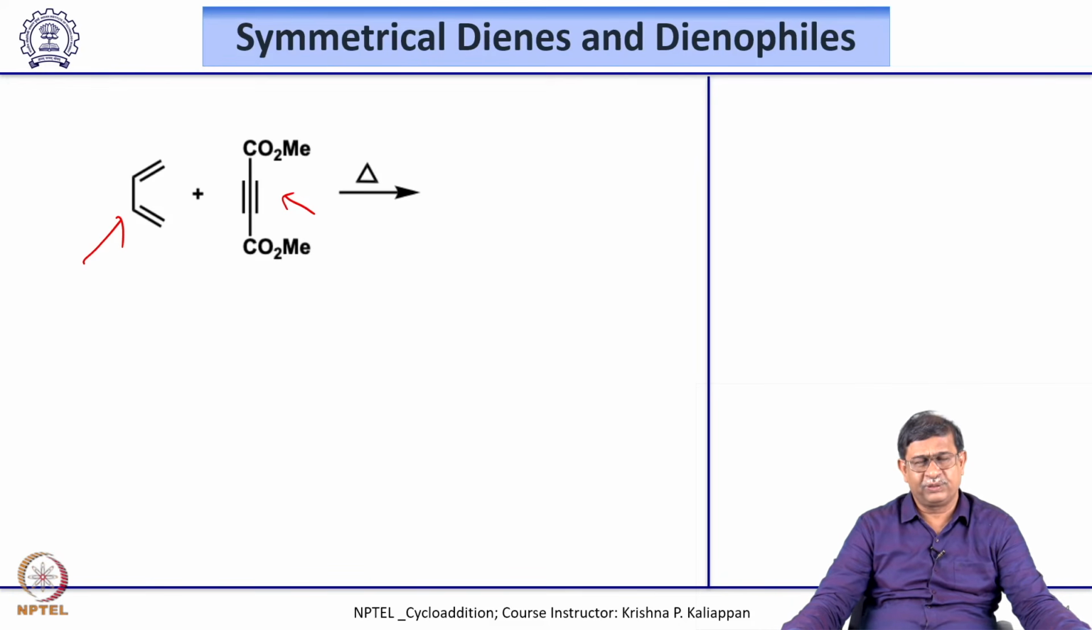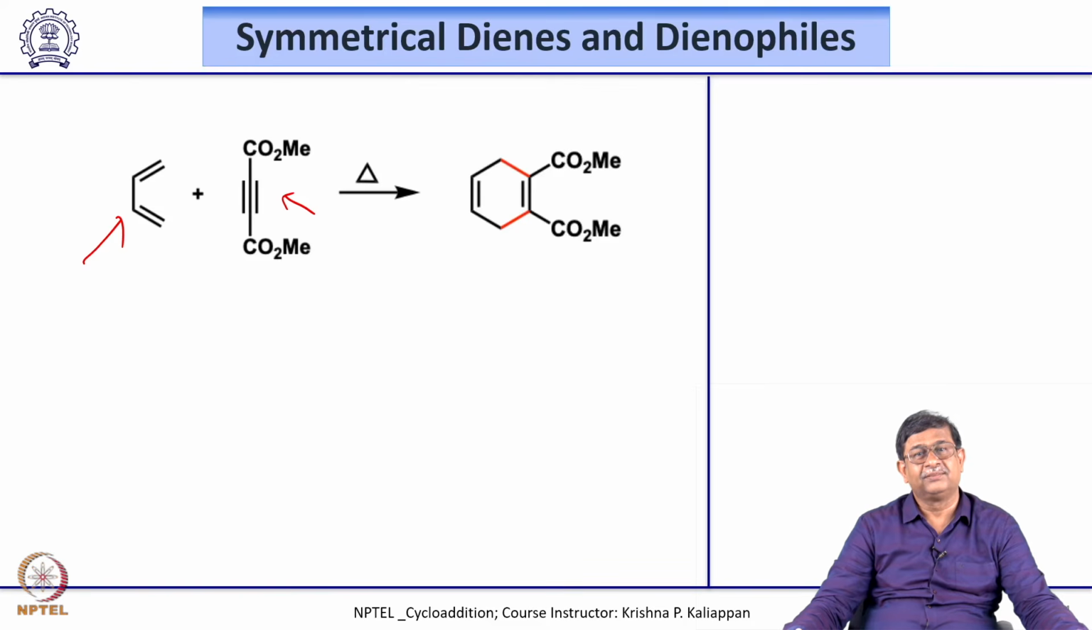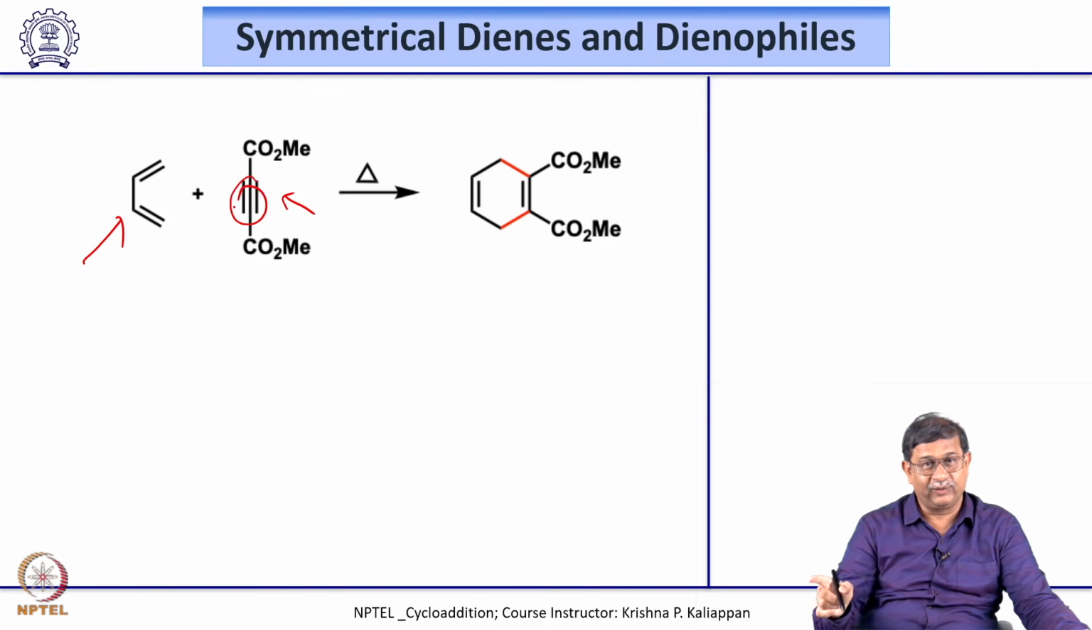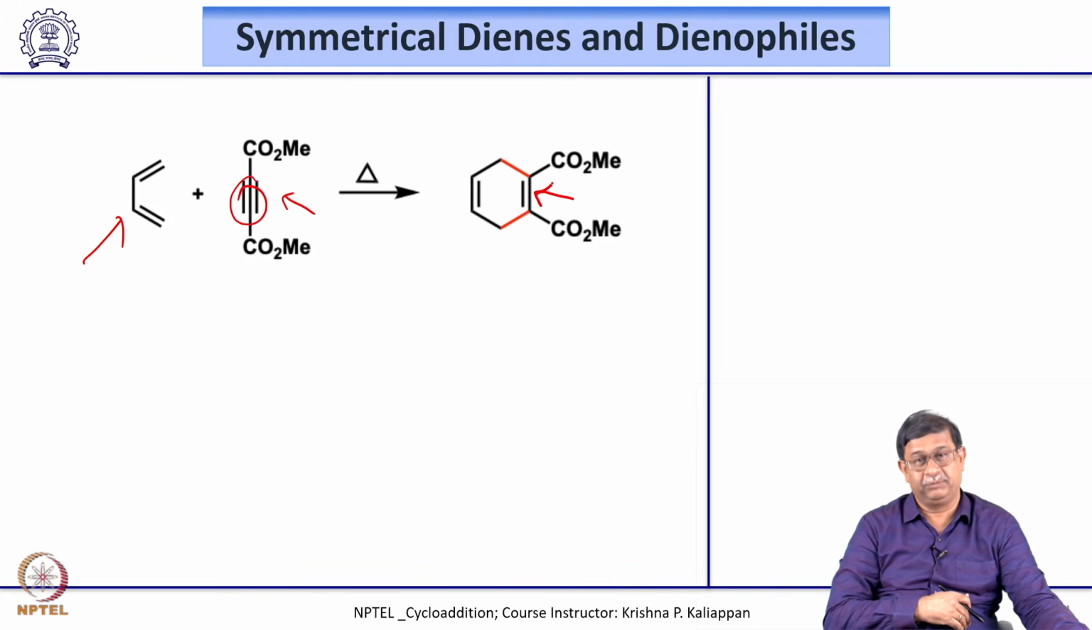When we talk about 4+2 cycloaddition reaction, if you heat it, it will give this cyclohexadiene. Normally, if it is only a double bond, you will get cyclohexene. Since you are using a triple bond as dienophile, you get an additional double bond.